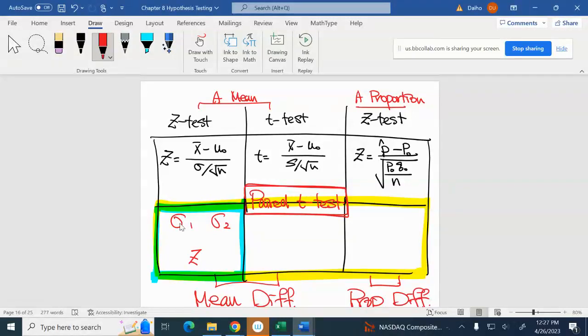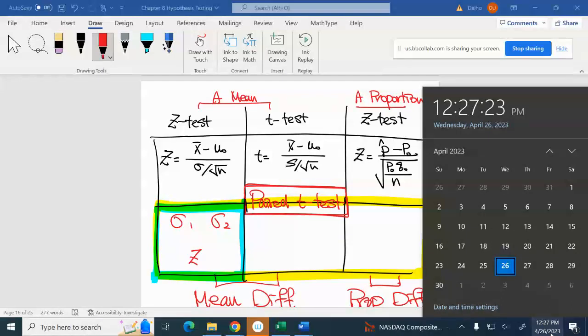Later. So let me show you my schedule. Today, Wednesday, we are going to use that one, the blue one: 2 sigmas and Z test. Friday, we are going to discuss the next one: 2 S's and T test. Next Monday, May 1st, we are going to discuss the last topic, the proportion difference.